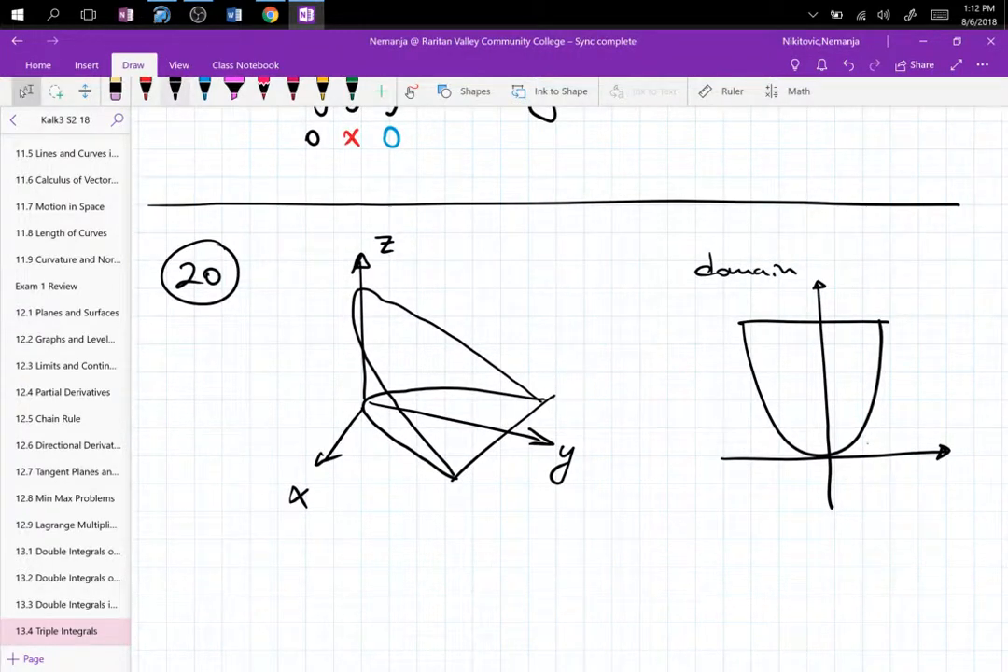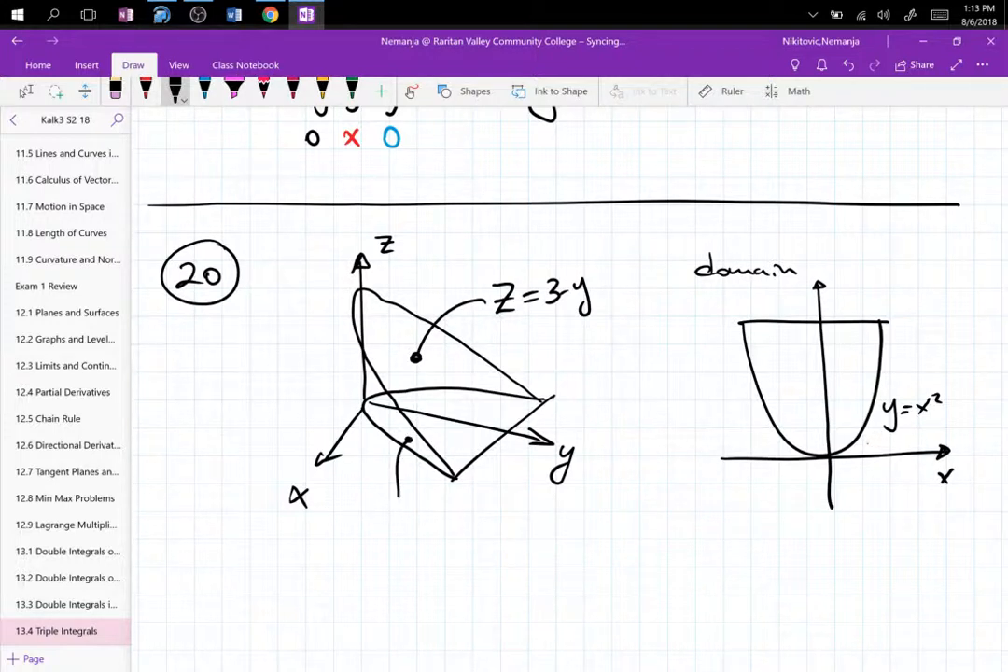All right, so back to problem 20. The wedge bounded by the parabolic cylinder y equal x squared, well, we know that. Z equals, so that's the top, 3 minus y and z equals 0, which is the floor. Clearly, right? So I don't know how tall this is. So I have my domain on the side.